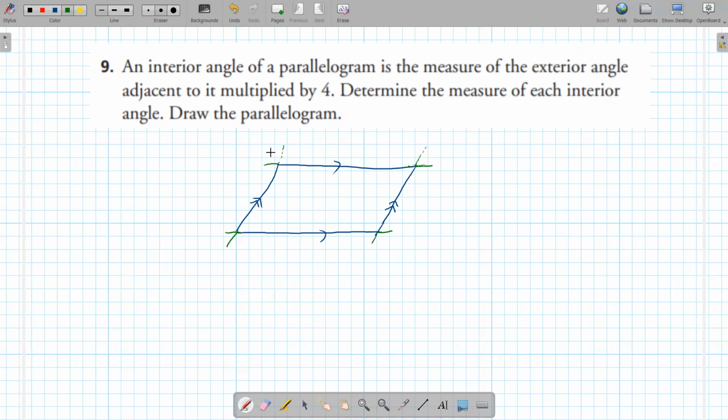So if this is x, this is going to be 4x. And this will be x. This will be x. This will be 4x. How do we find x?